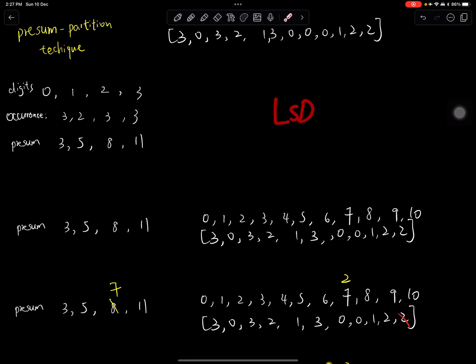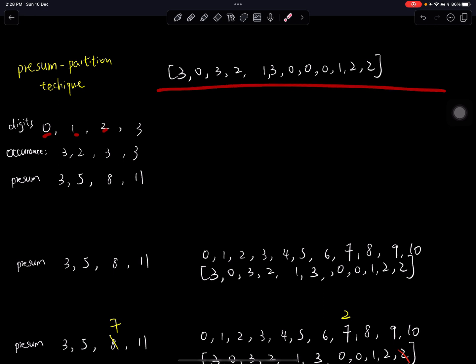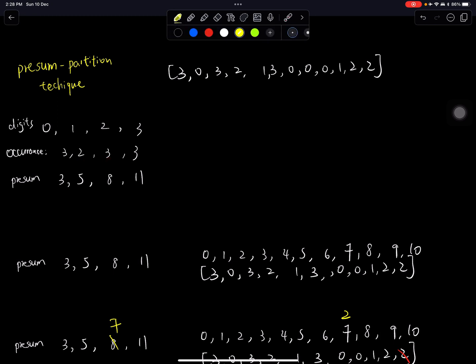LSD sort is generally what we call a stable sort. Let's take a look at this example. We have the digits 1, 2, 3. All the digits in here are 1, 2, 3, and the occurrences are 3, 2. This is only available for positive numbers for now.